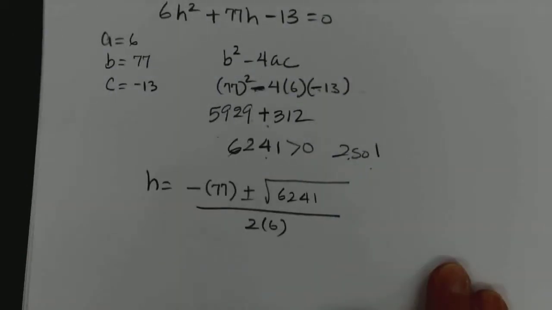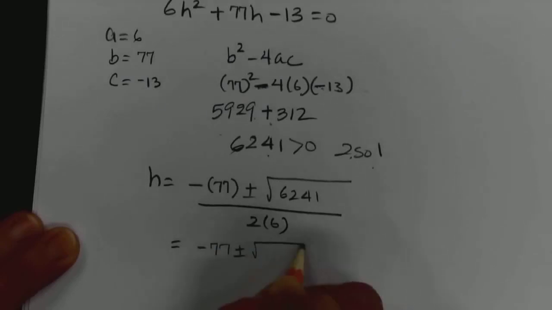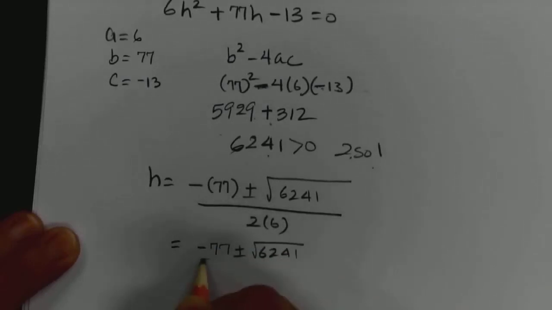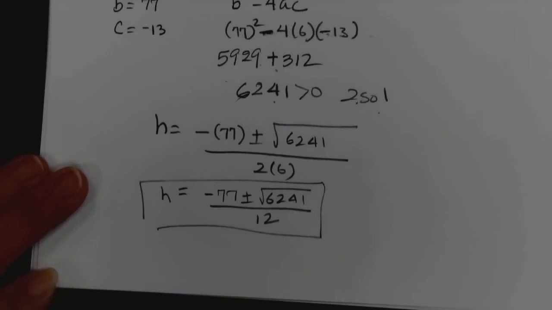Very good. And then, is there a square root of 6241? So, negative 77 plus or minus the square root of 6241 all over 12. Those are my 2 solutions. And just stop there.